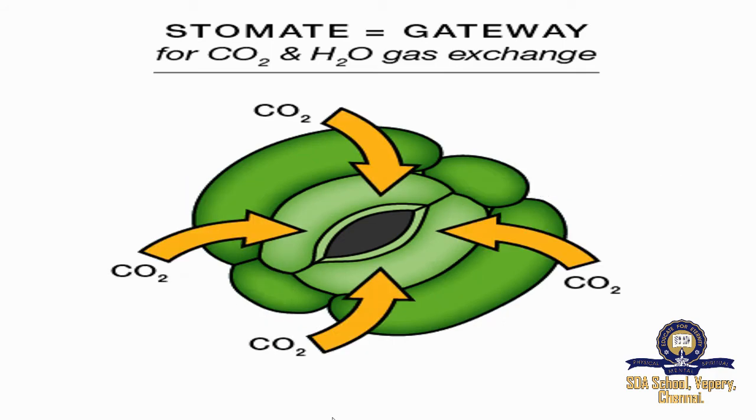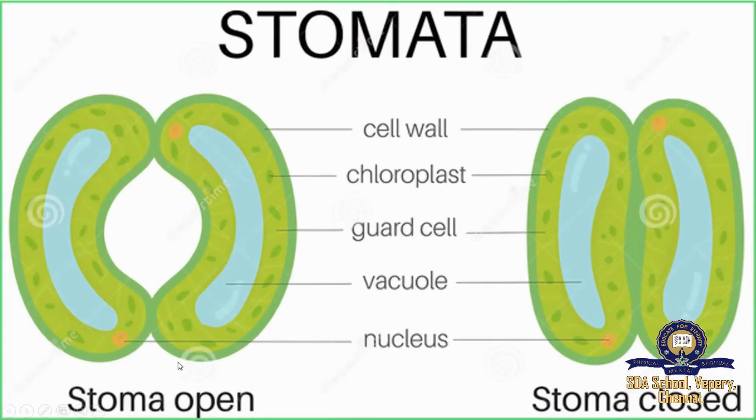So let's move on to the structure of stomata. When it comes to the structure of stomata, we have these cells: cell wall, chloroplast, guard cell, vacuole, and nucleus. So water evaporates through these stomata, okay? And each stomata is guarded by a guard cell. It is surrounded by guard cells, and these guard cells help in regulating the rate of transpiration by opening and closing of stomata.